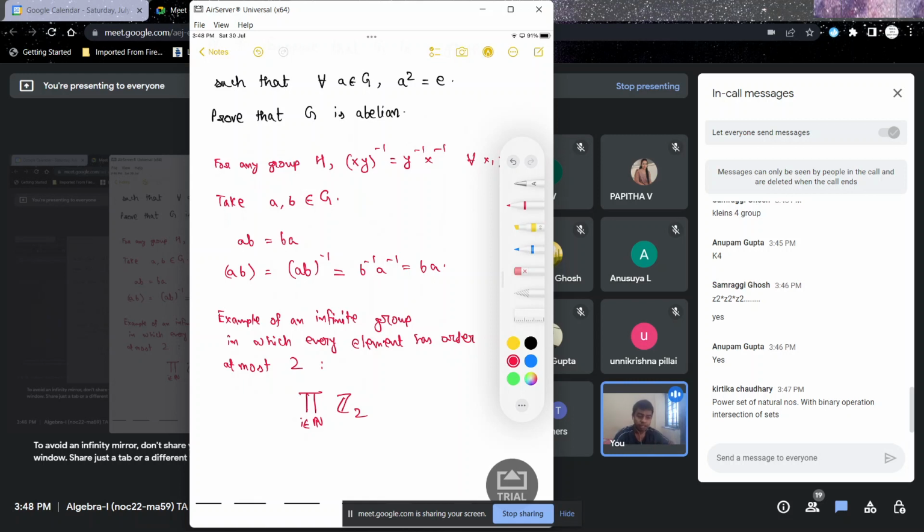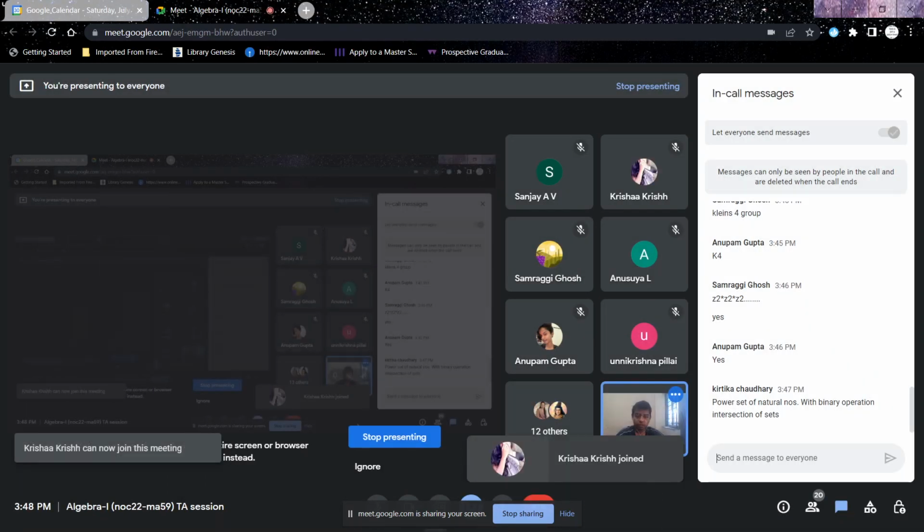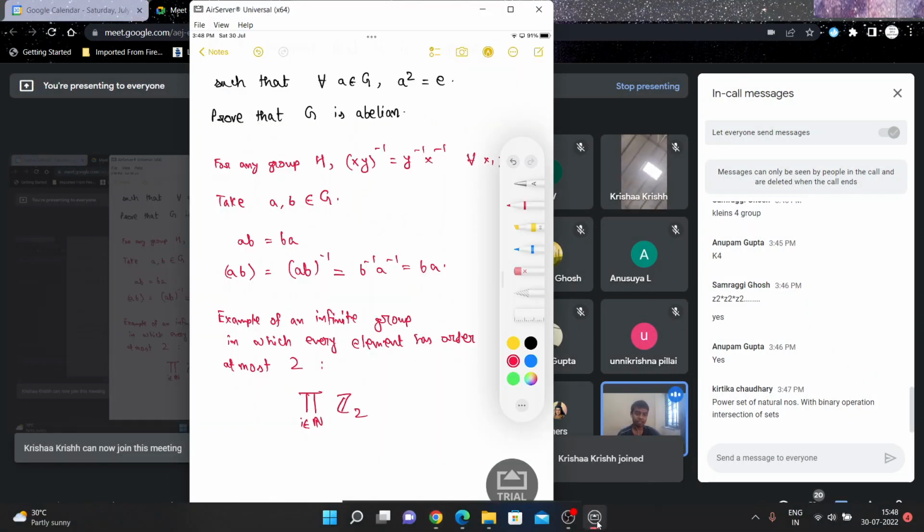That's not a group, because if the binary operation is intersection of sets, then the identity element certainly has to be the entire set of natural numbers. And if that is the case, then you are not guaranteed inverses for every element. For example, take the singleton one. What set when intersected with singleton one gives you the entire set of natural numbers? That's clearly impossible. There is no such set. So this is not a group.